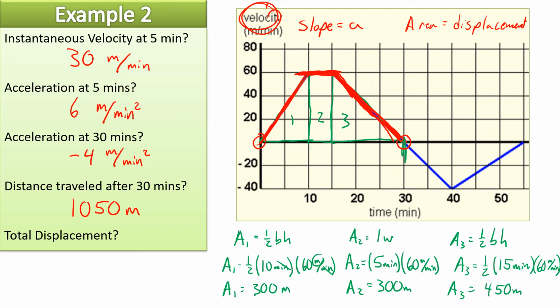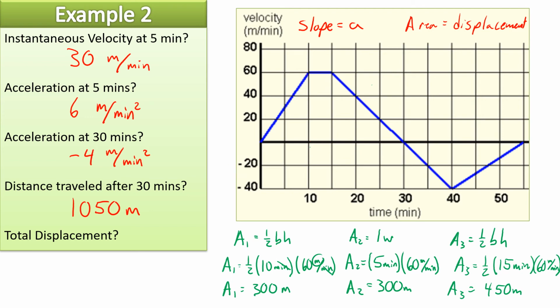Slowing down to what speed? At 30 minutes, you're traveling at 0 meters per minute. And then what happens? Your velocity becomes negative. So you stop for a very split second and then you turn around and go in the opposite, negative direction.